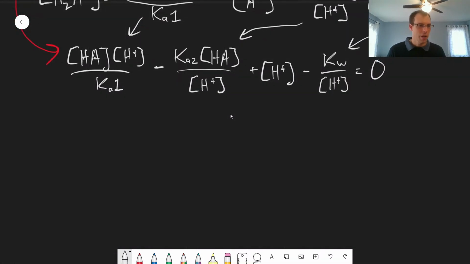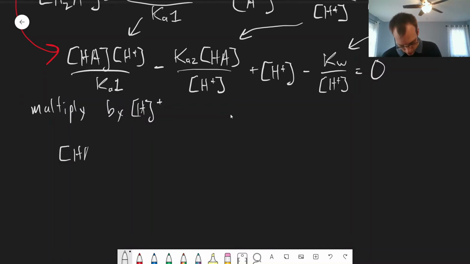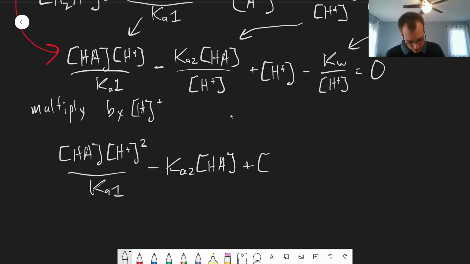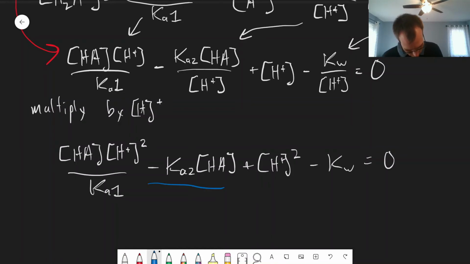All right, so to solve for H plus, let's multiply by H plus. That gets H plus out of the denominators in a couple of these fractions. So we end up with concentration of HA times H plus squared over Ka1 minus Ka2 times HA. The H plus cancels there. Plus concentration of H plus squared minus Kw equals 0. All right, and now we want to reorganize this to get H plus by itself. These two terms here don't have H plus. We'll move them over to the right side of the equation, and we'll collect the H plus terms on the left-hand side that both have H plus squared.